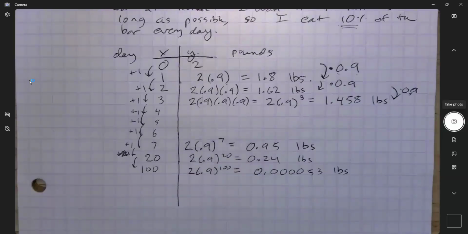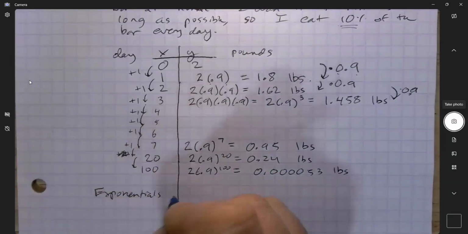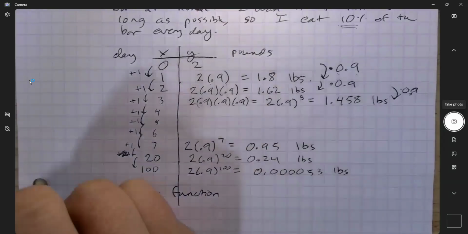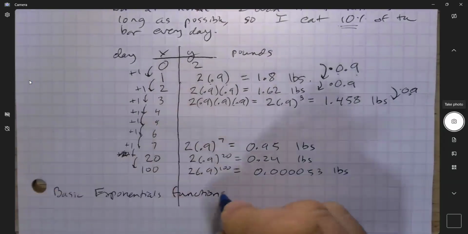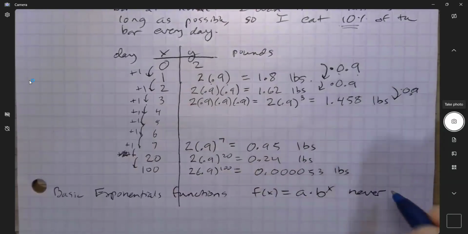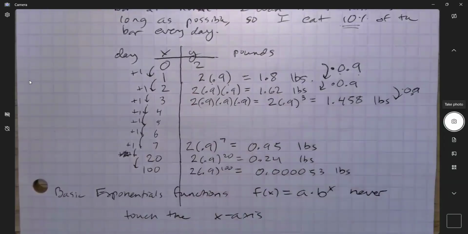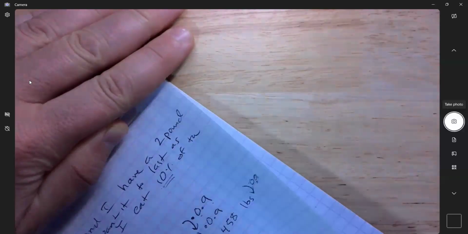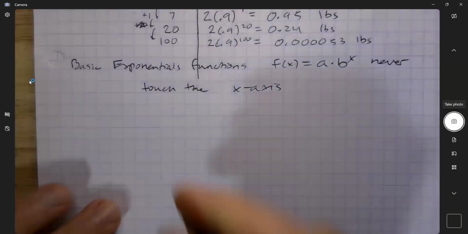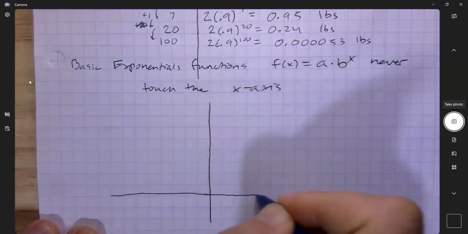One key thing about basic exponential functions, where it looks like f of x equals a times b to the x, is that they never touch the x-axis. It's hard to draw by hand because I'm not the best at sketching these. Desmos is helpful, but even with Desmos, it can be hard to tell after a while.